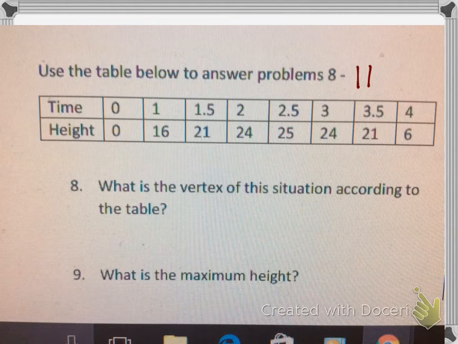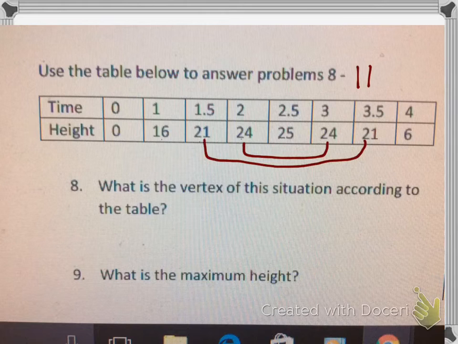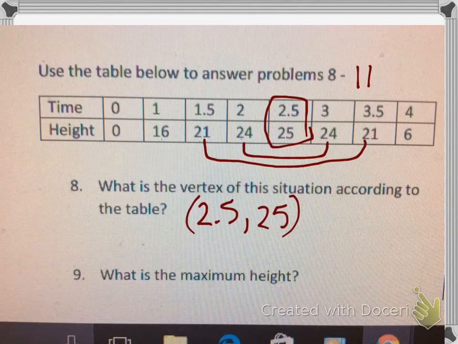So here, I see this. It goes 0, 16, 21, 24, 25, 24, 21, 20. Okay, so I see they're starting to repeat. So then I have to say the vertex is the one in the middle. So what's the vertex of the situation? 2.5, comma, 25. And what's the maximum height? Obviously this one would be 25. I guess I probably would have to squeeze in their feet. But if you just told me 25 or 25 meters, I would probably take it.